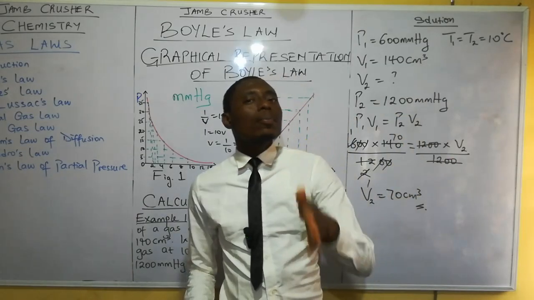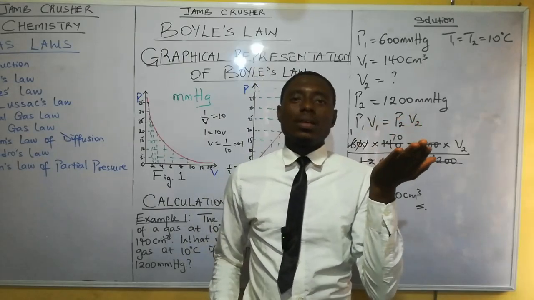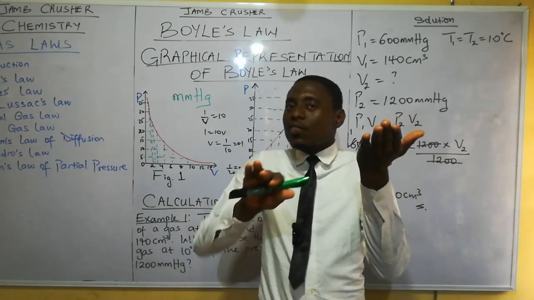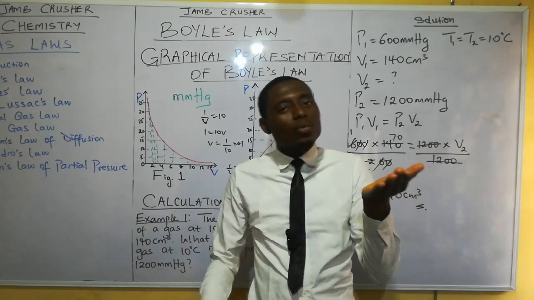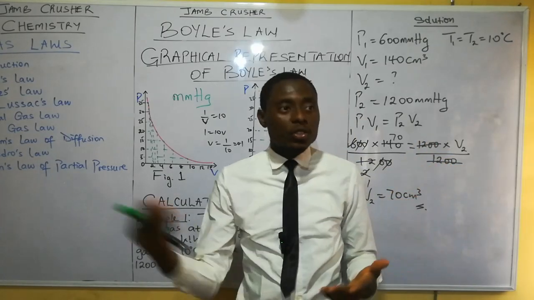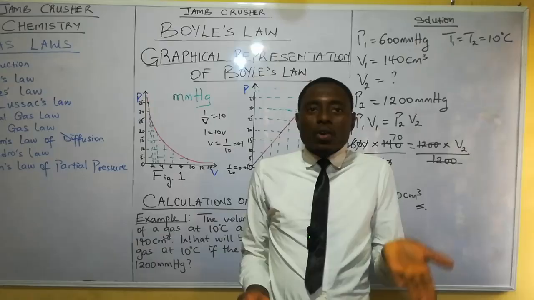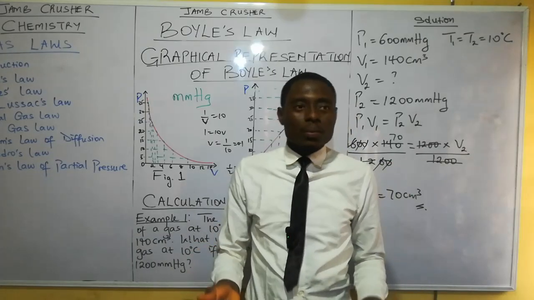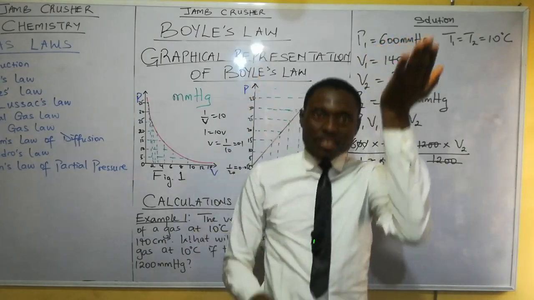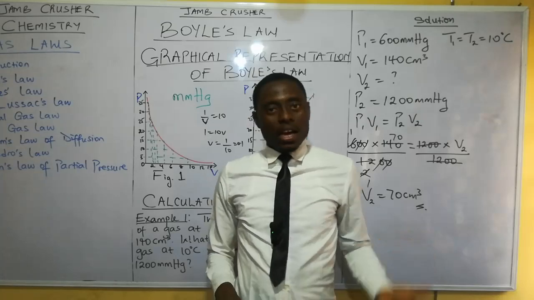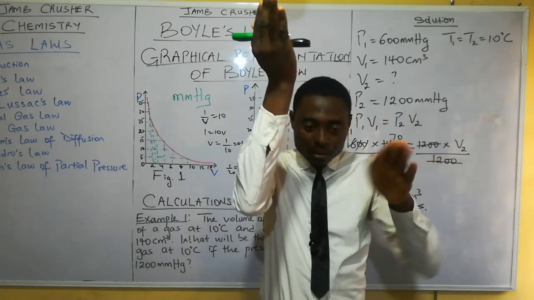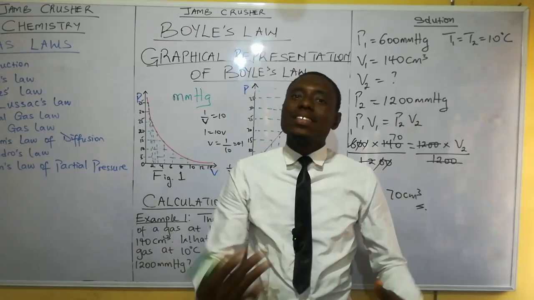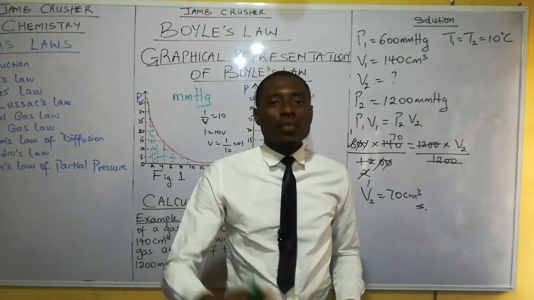Now, what about if the pressure was tripled? If the pressure was tripled, then the volume should be 1/3. The final volume should be 1/3 of the initial. 1/3 means you divide it by 3. That's the meaning, because it is an inverse relationship. As one is increasing, the other one is decreasing by the same amount. As one quantity is increasing, the other one is decreasing, or as the other is increasing, the first one is decreasing by the same amount, because it is an inverse relationship.